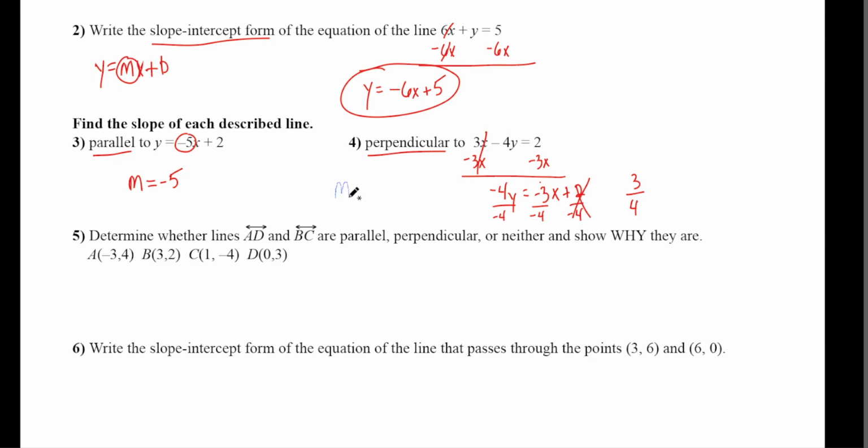So what's the slope of a line that's perpendicular to this line? It's the negative reciprocal. So what's the opposite sign of positive? It's negative. What's the reciprocal of this? It's 4 over 3. So that is your answer right there. So this took a little bit more work. You had to find the slope of it, but then you had to take the negative reciprocal. All right, let's keep going. We're running out of time.